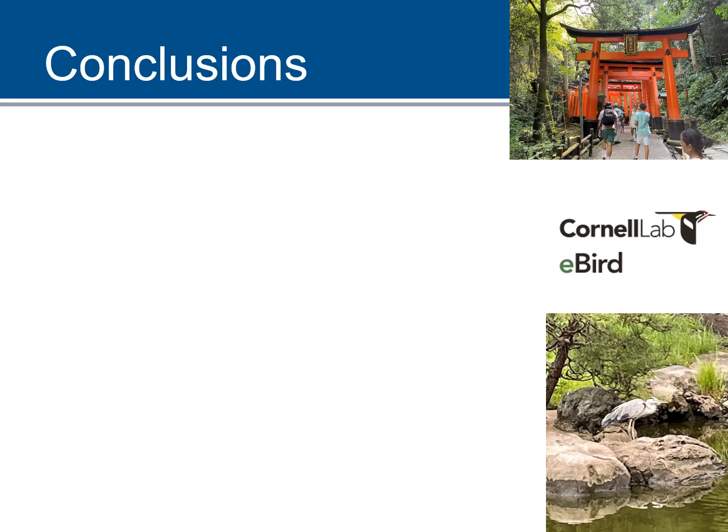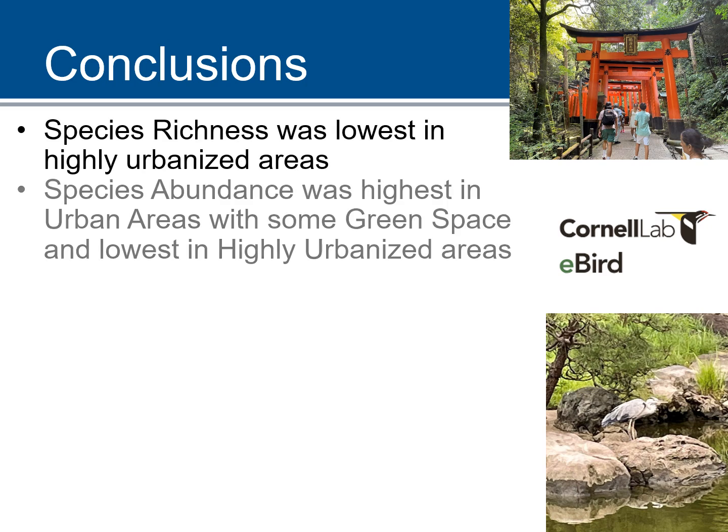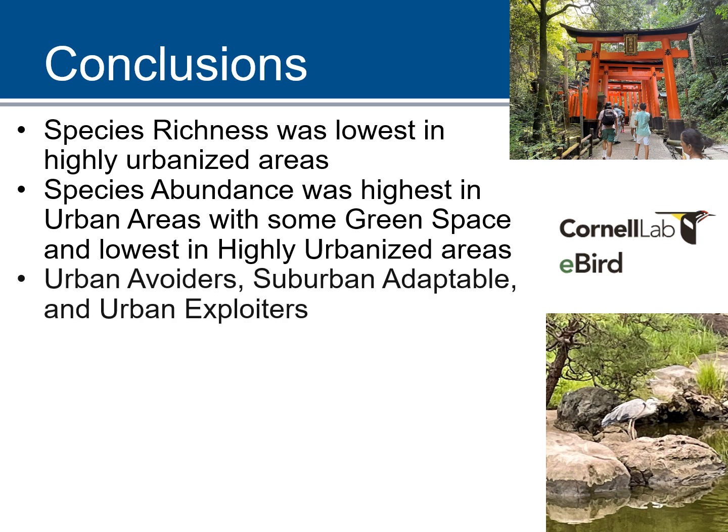So in conclusion, species richness was lowest in the highly urbanized areas. Species abundance was highest in the urban areas with some green space, and was lowest in the highly urbanized area. Urban avoiders, suburban adaptable, and urban exploiters: we saw birds that fit each of these categories like Rob Blair saw. It was really interesting because if you would go to a park and you saw that it was mostly developed and there was not a whole lot of green space there, you knew which cast of urban exploiters you were going to get in those spots.